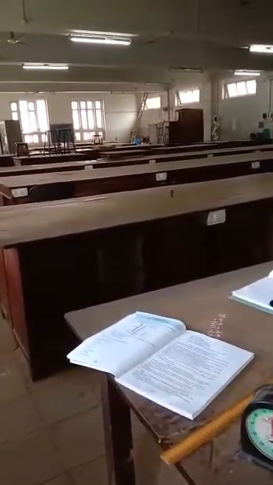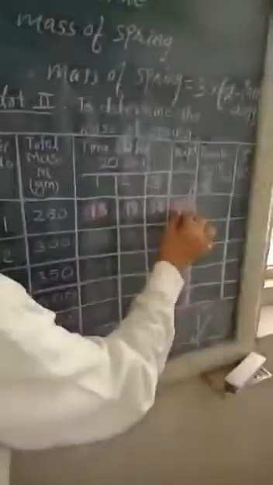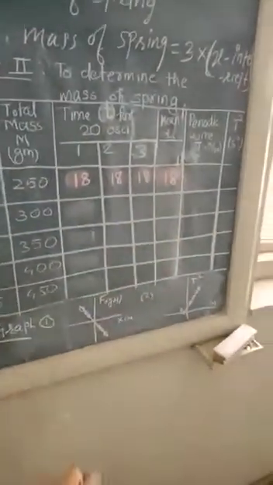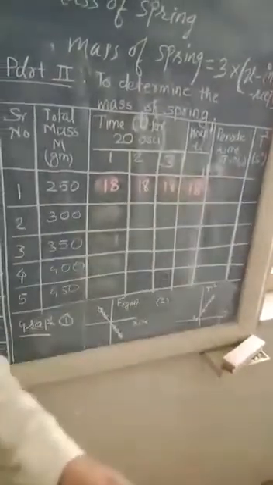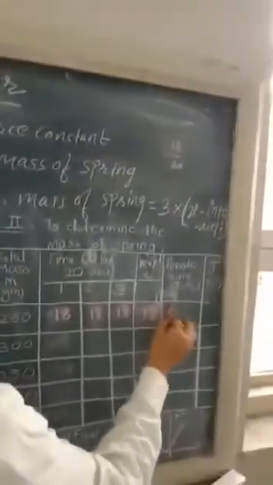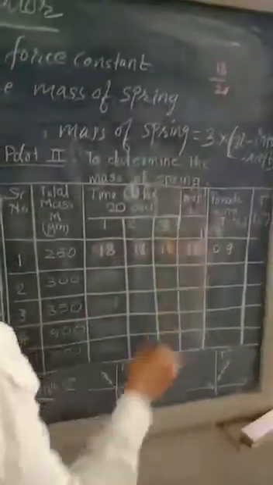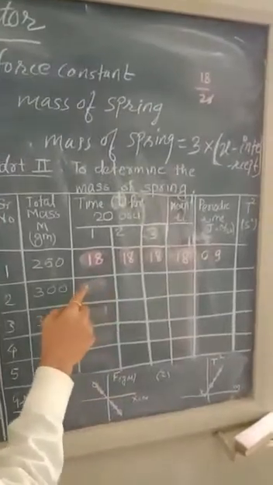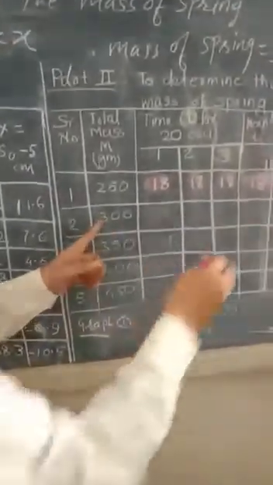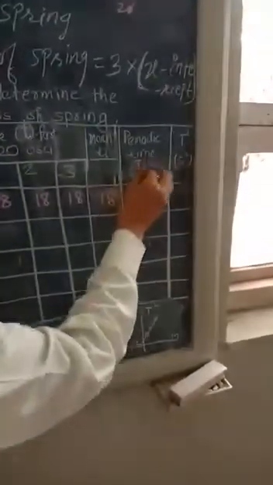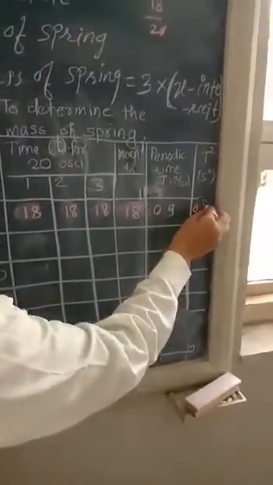If we take the mean of all three readings, it will be nearly about 18. Here divide this 18 by 20. Then you get the periodic time t. 18 divided by 20, here we get the answer 0.9. Okay. Now similarly we proceed for the other readings. Next column is t square. Make the square of this, it becomes 0.81.